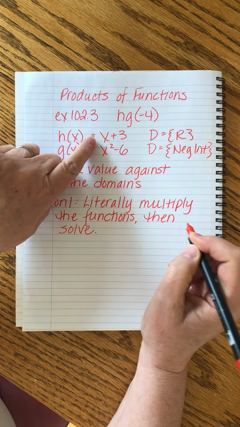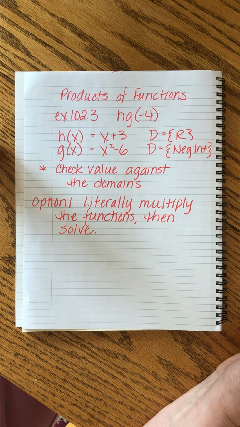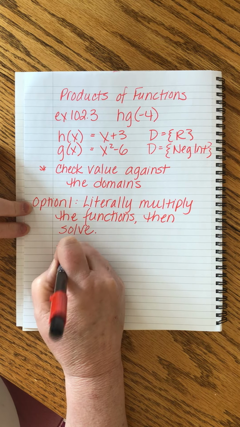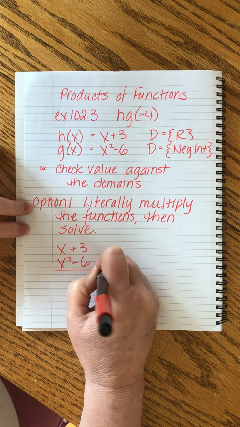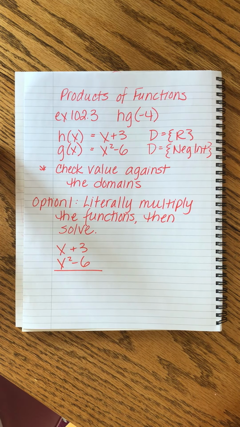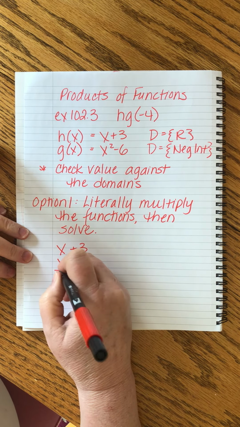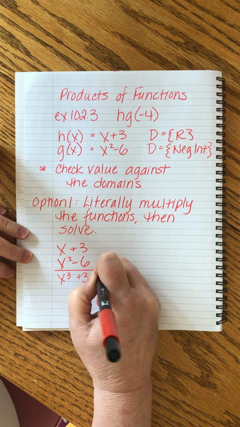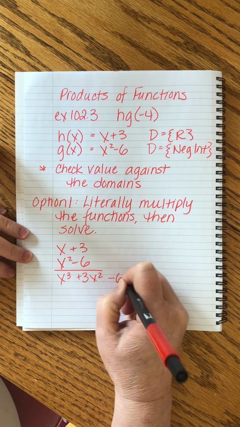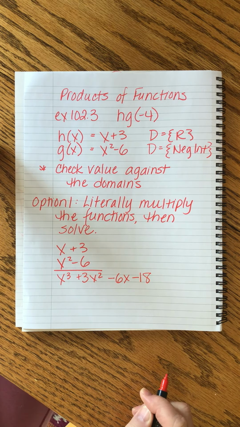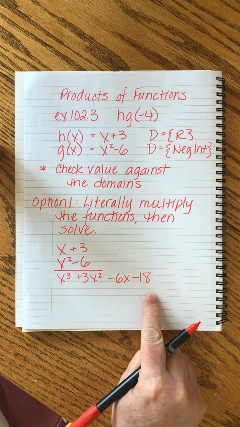Okay, so if these are our two functions, how do we multiply them together? Well, x plus 3 times x squared minus 6. We do the dance, just like we multiply any binomials, right? So we'll get x to the third plus 3x squared minus 6x minus 18. Okay, I just wrote it in a big fat long row here.